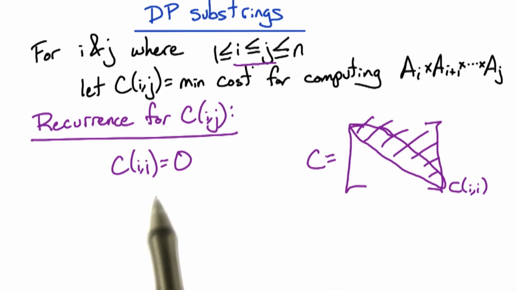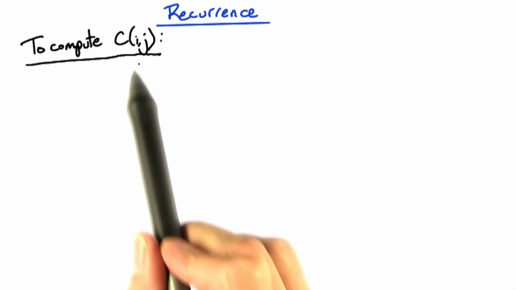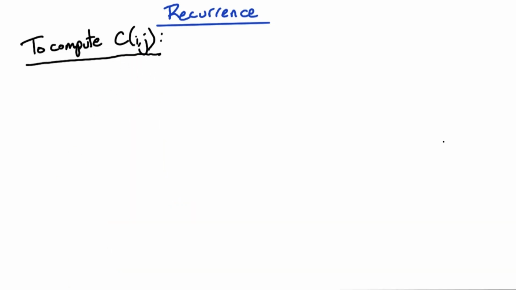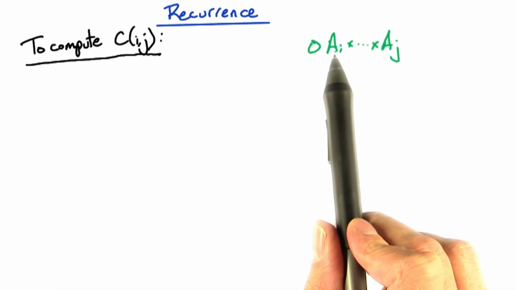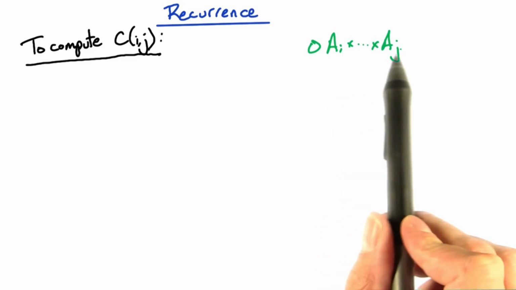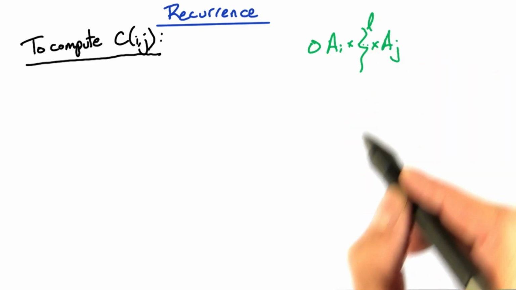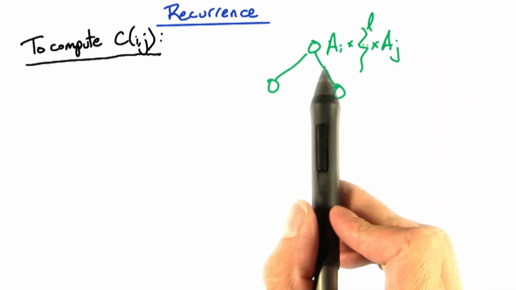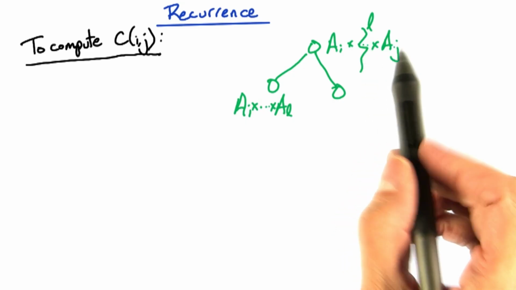Now let's try to do in general what the recurrence for C_ij is. We're trying to find a recurrence for the entry C_ij. This corresponds to computing the product of the matrices defined by the substring from i to j. Let's go back and look at our graphical representation. The root of the tree that we're trying to compute corresponds to the product of the matrices A_i through A_j. Now what are we trying to do? We're trying to find the split, let's say at L. And then the left subtree corresponds to the product of the matrices A_i through A_L. The right subtree corresponds to the product of the matrices A_{L+1} through A_j.